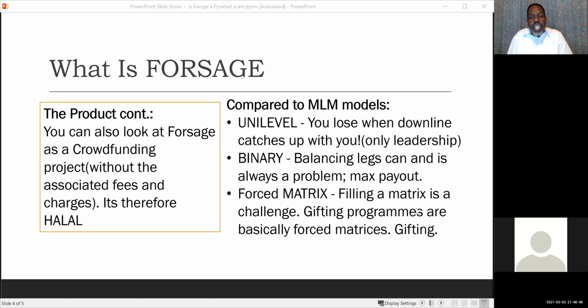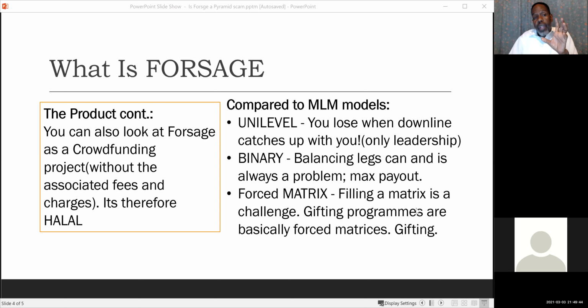Now, the next one, which is interesting, is what is called a forced matrix. This is normally, the old traditional pyramid schemes were actually based on matrix systems. And the problem with a matrix system is that it is normally a Herculean task to fill up that matrix. It is normally next to impossible. In fact, the gifting programs that came up, I think, a few months ago, most of them were gifting programs. All those gifting programs were actually forced matrix systems. And forced matrix systems always come to a very difficult scenario of being able to meet the demand.